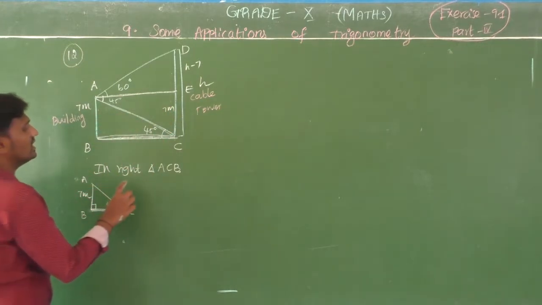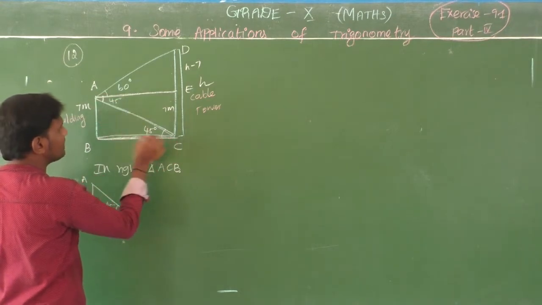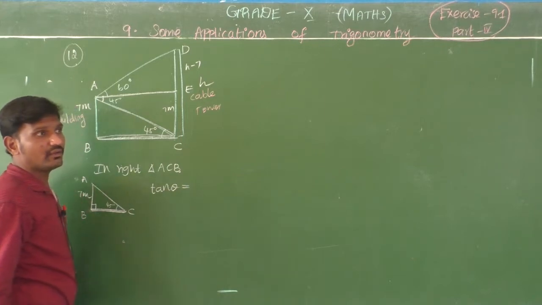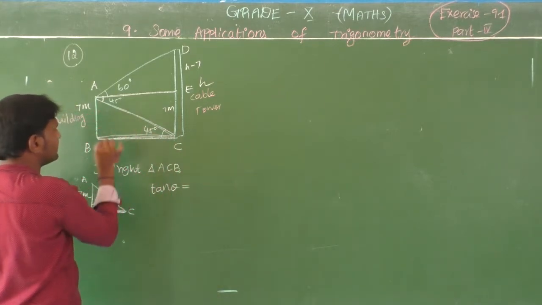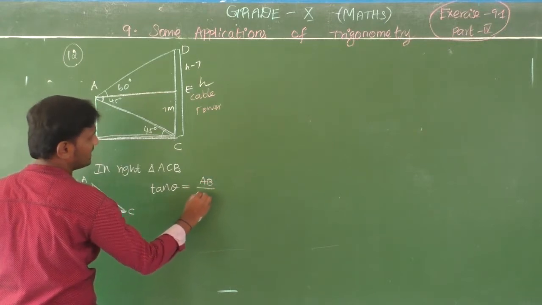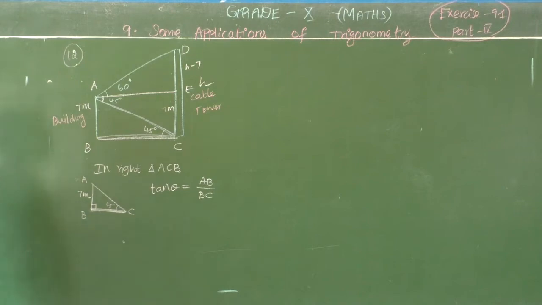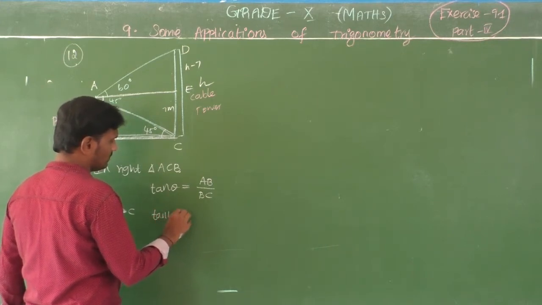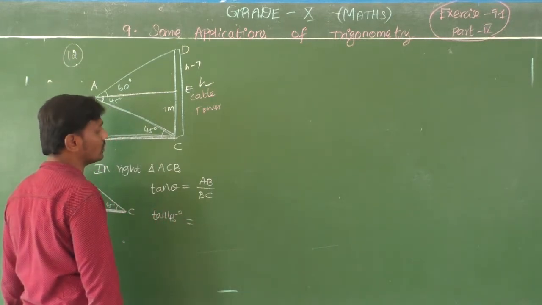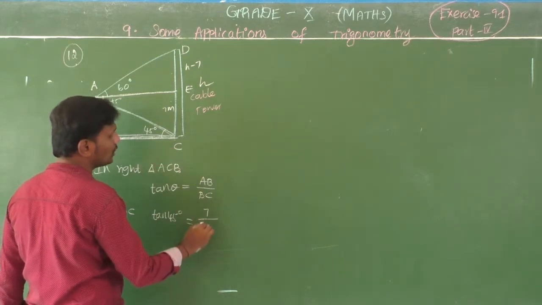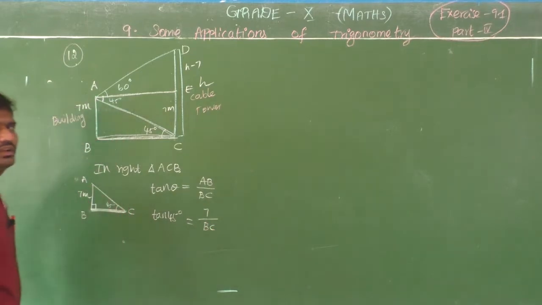Yes. Now in right triangle ACB, I am going to take tan theta. What is tan theta? Opposite side divided by adjacent side. So the opposite side is AB and the adjacent side is BC. Now I have the value of theta as 45 degree, no? Yes. Now tan 45 degree is equal to AB, which is 7 meter, divided by BC, which you don't know, so take it the same.